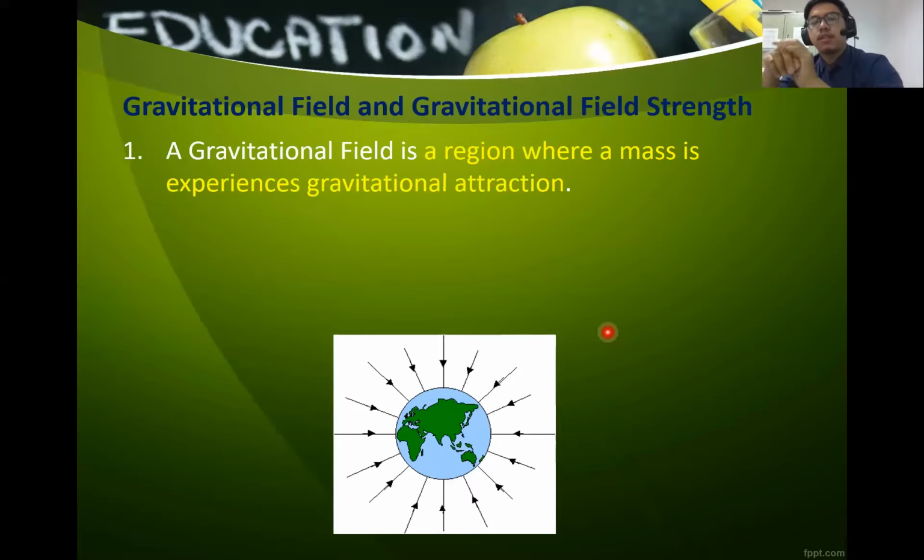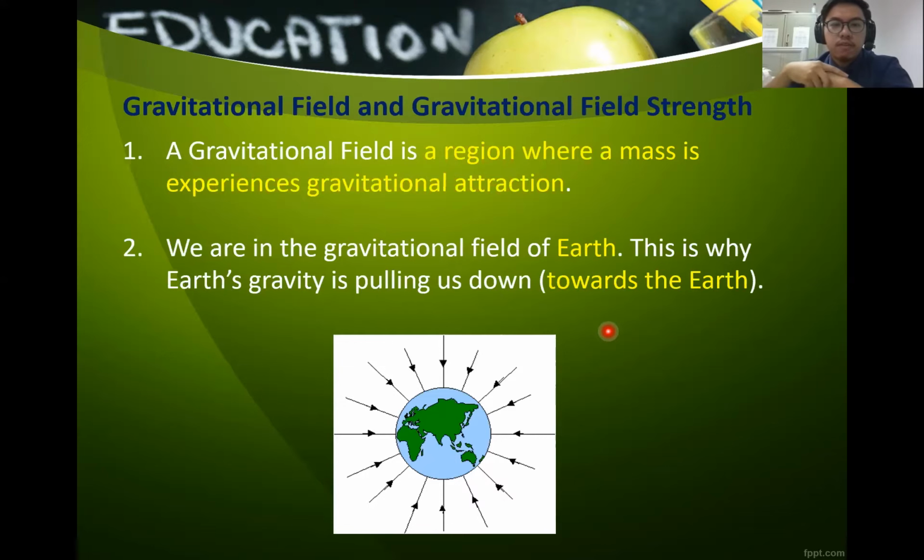We're going to talk about gravitational field first and something that we call gravitational field strength. A gravitational field is a region where a mass experiences gravitational attraction. So what is a gravitational field? It is basically an area or region around a specific object where, if you were to go into that region, you will feel gravity acting on you, especially when you have mass. So if a mass goes into the area, the mass will feel a gravitational effect on itself. So there is a gravitational attraction.